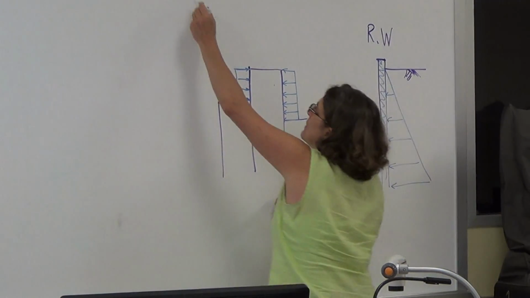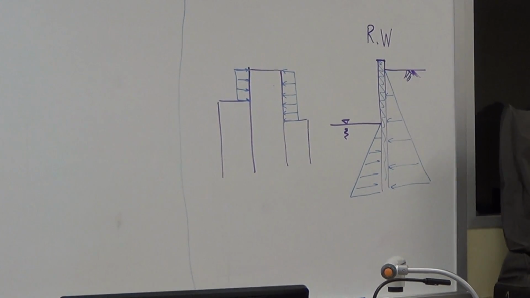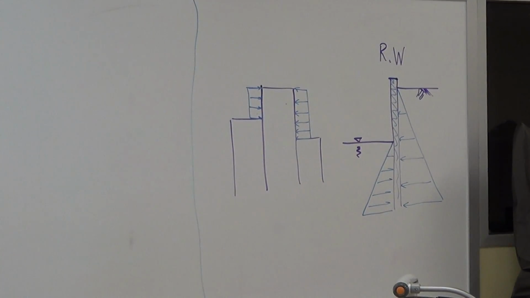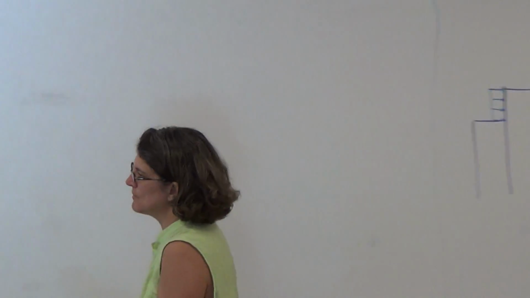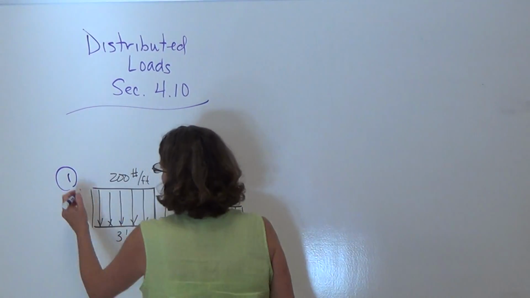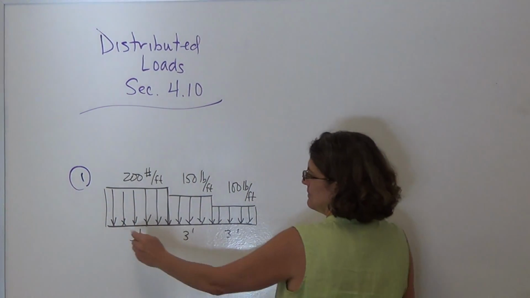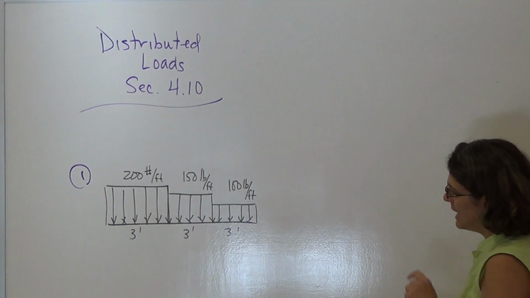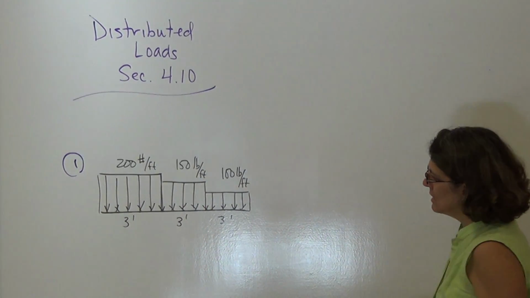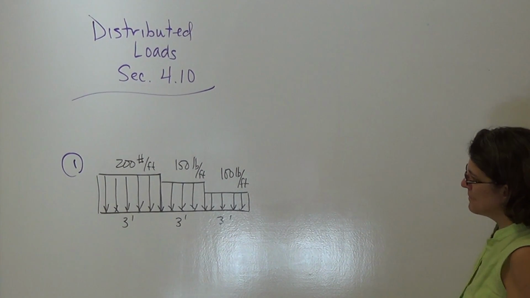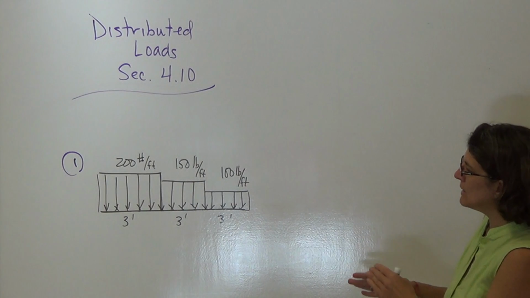So that's what our main focus is in statics, is looking at a body and analyzing it with many distributed loads on it. So let's look at the first example we have. We're looking at a 9-foot beam, and it's subjected to gradually decreasing distributed loads. So what I'm going to need to do is divide this up into sections so I can analyze each section.